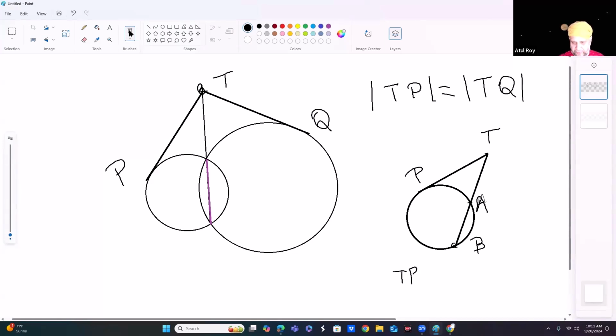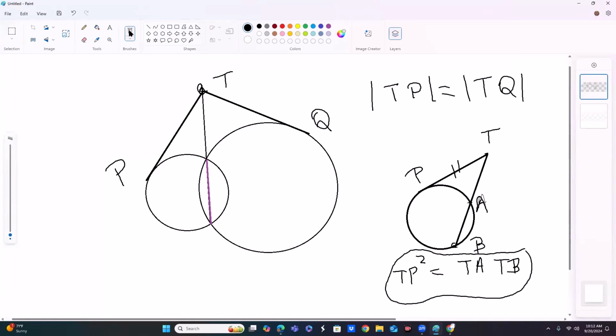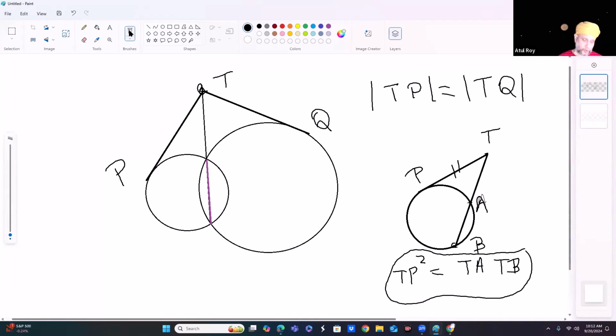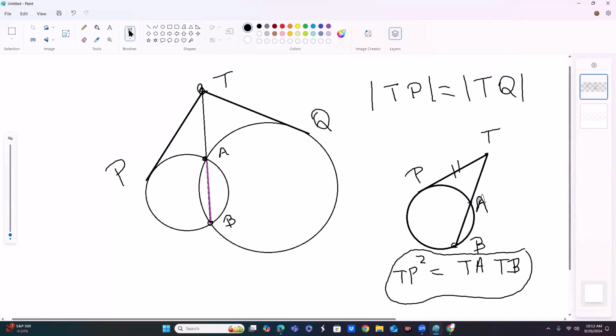That is for this tangent. That will mean TP square is going to be TA times TB. This theorem is given in your book. Makes sense? Do you see that? Very nice. So now let me call this point A and this point B. Am I clear?